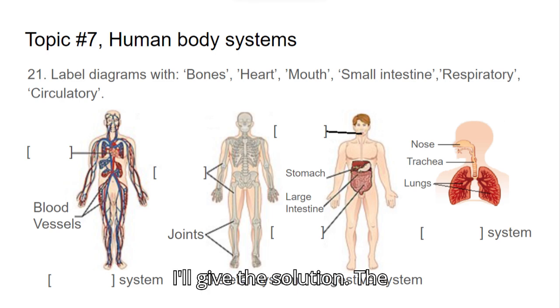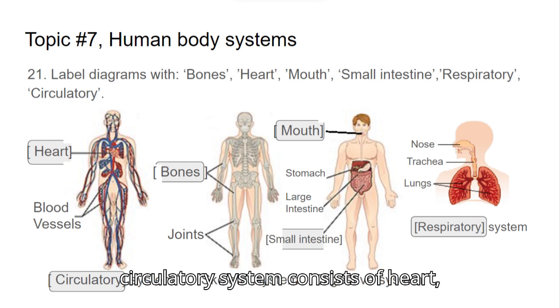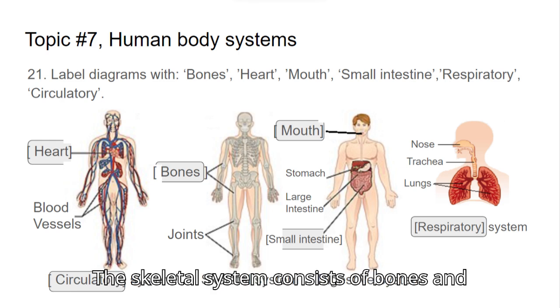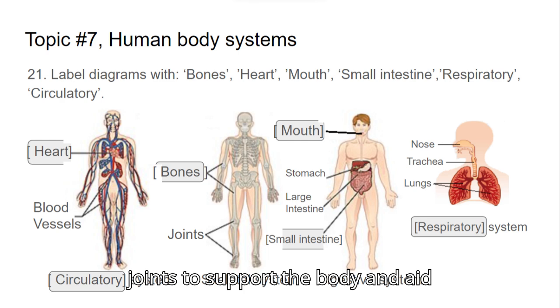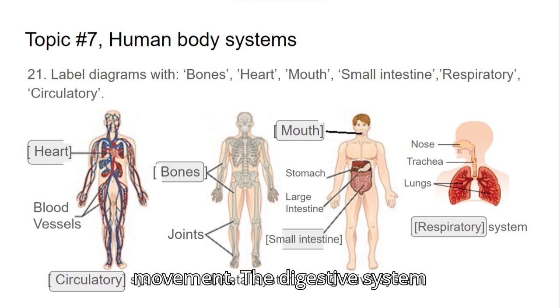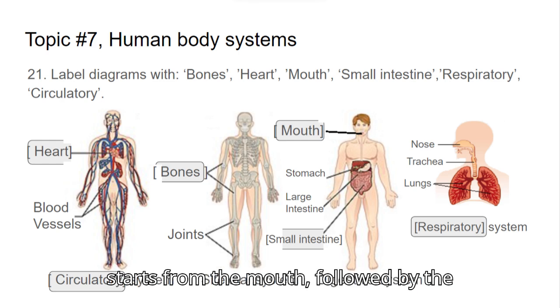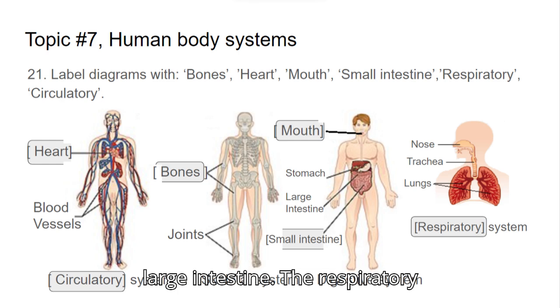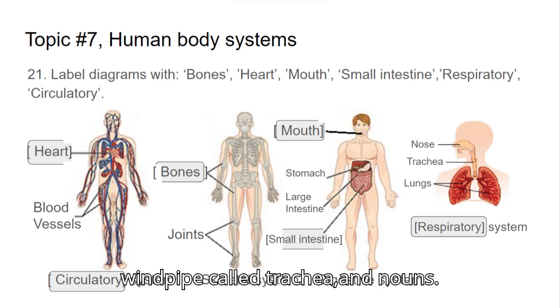I'll give the solution. The circulatory system consists of heart, blood, and blood vessels. The skeletal system consists of bones and joints to support the body and aid movement. The digestive system starts from the mouth, followed by the stomach, the small intestine, and the large intestine. The respiratory system consists of the nose, the windpipe called trachea, and lungs.